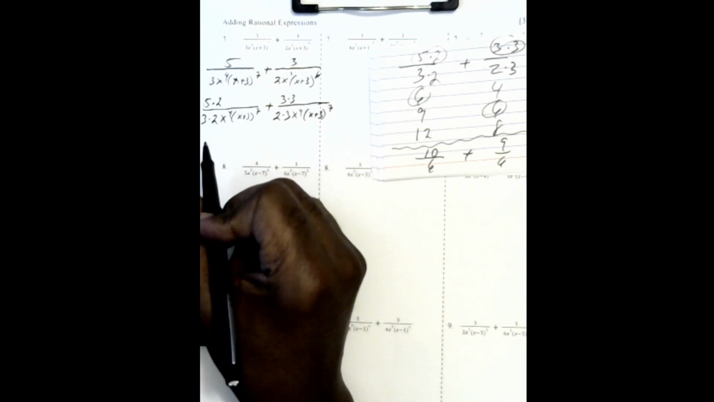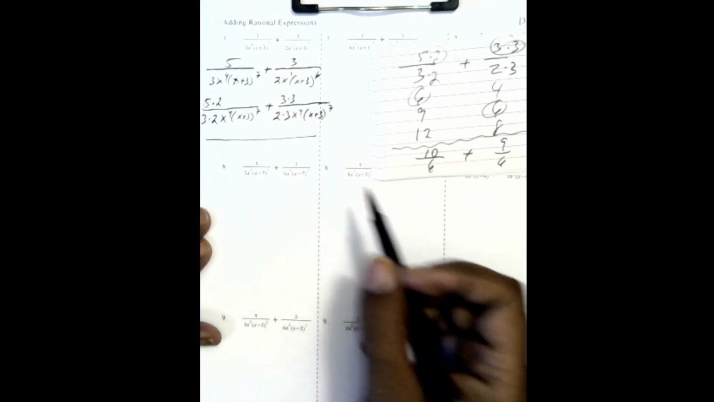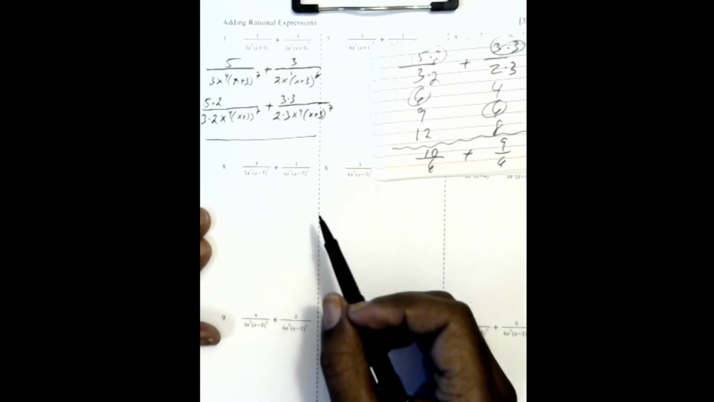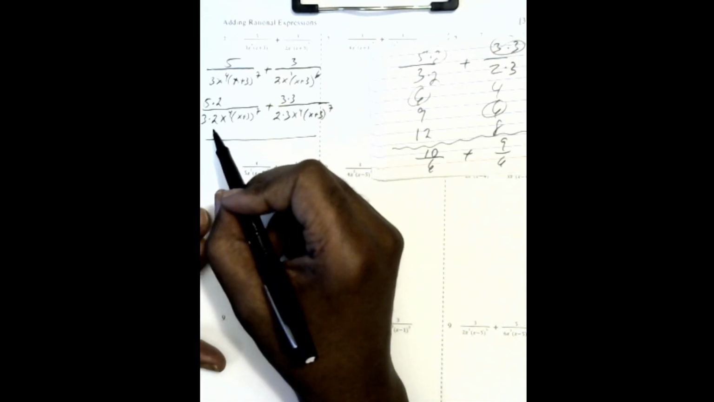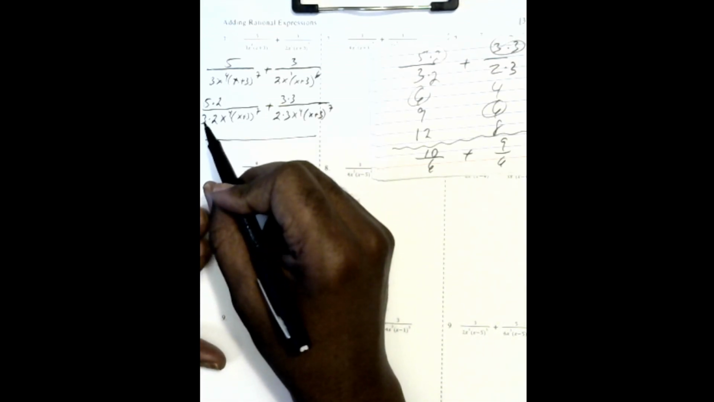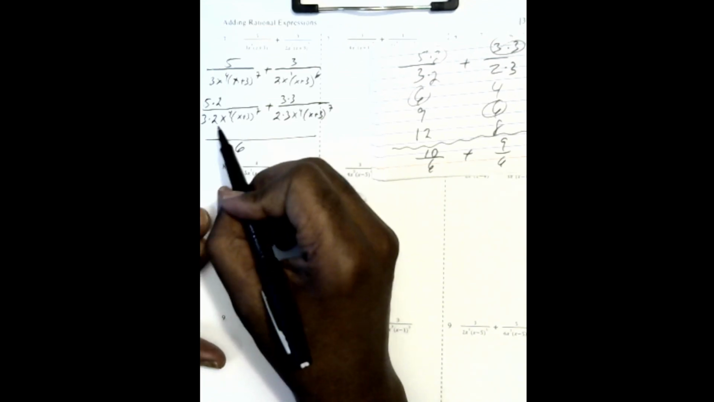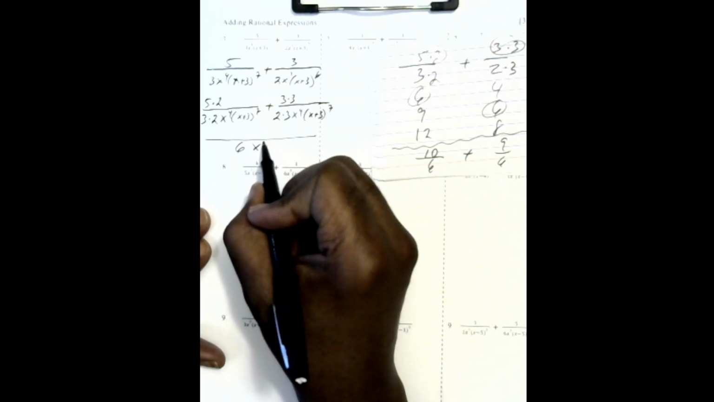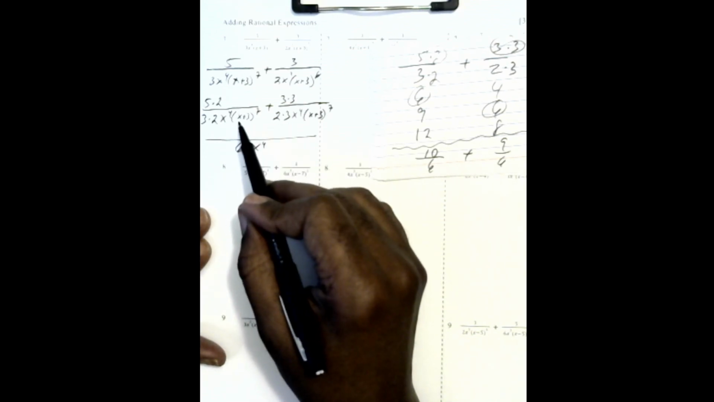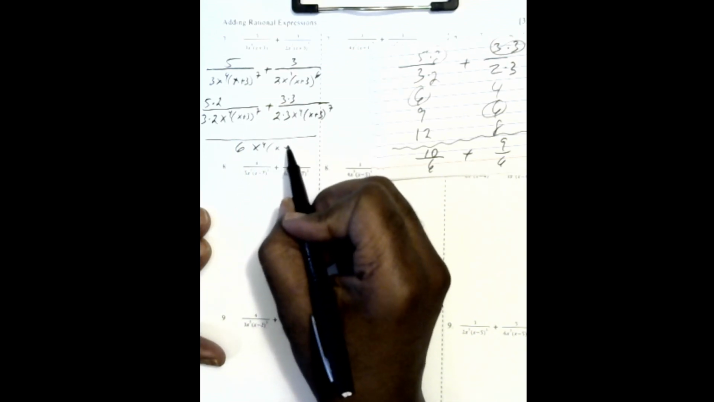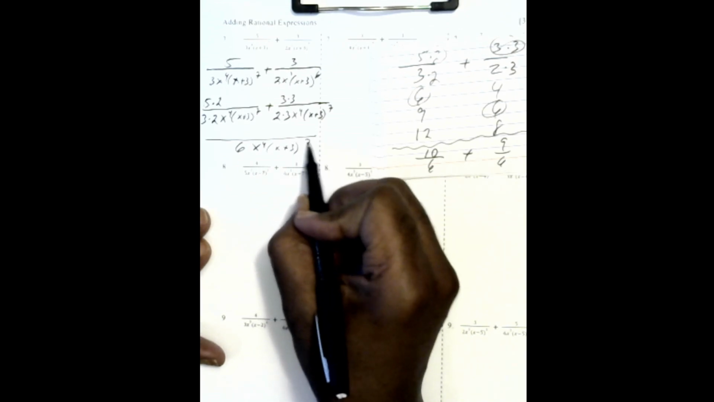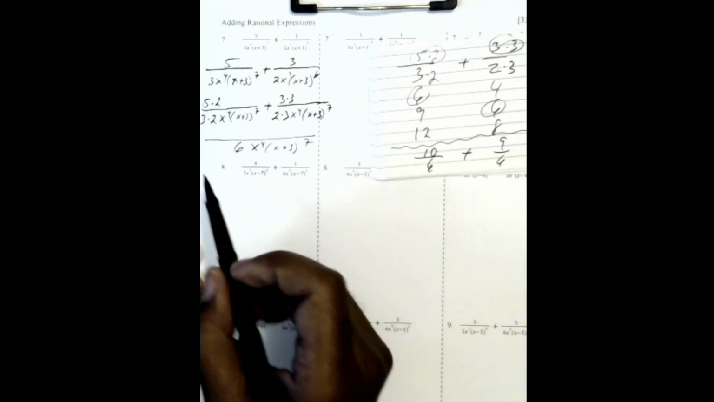Okay, so let's find out what that wonderful new denominator is. The denominator will be 3 times 2, that'll be 6 x to the 4th. Over here, x plus 3 to the 7th. x plus 3 to the 7th power.